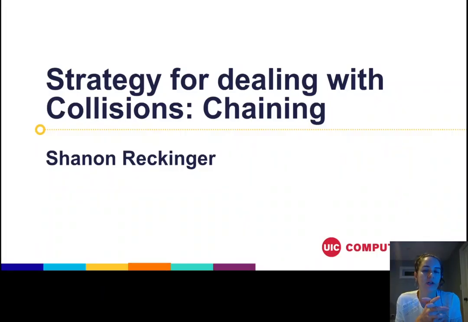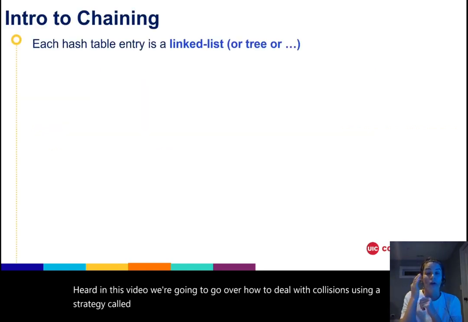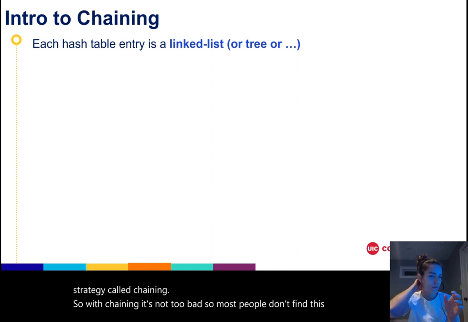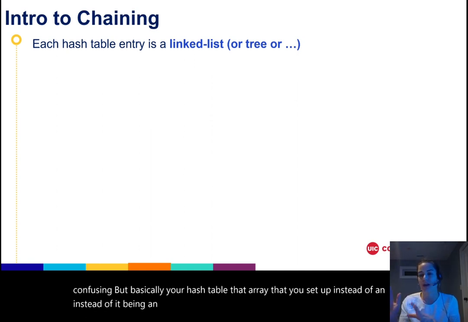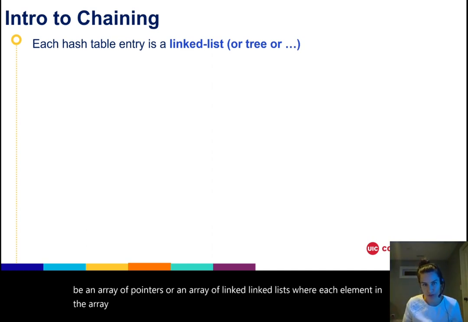All right, in this video, we're going to go over how to deal with collisions using a strategy called chaining. With chaining, it's not too bad. Most people don't find this strategy too confusing, but basically your hash table, that array that you set up, instead of it being an array of structs or an array of specific data, it's just going to be an array of pointers or an array of linked lists where each element in the array is like the head node to another linked list, right?